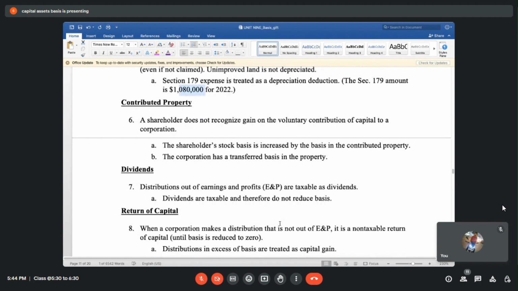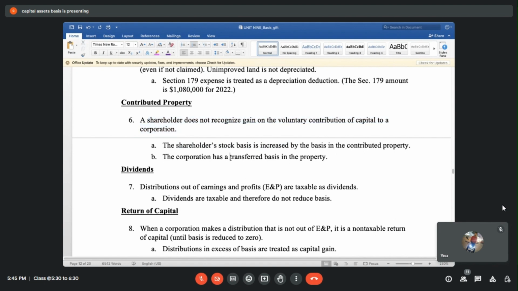Then let's look into contributed property. A shareholder does not recognize gain on the voluntary contribution of capital to a corporation. Obviously, if a shareholder comes and says, I'm going to contribute this, it doesn't have to be a big corporation, it can be a small corporation and they may need assets. There's no gain or loss on that. It's just that the stock basis will increase with whatever he's putting in. It's just like putting in more money and buying the stocks. So instead of putting in money, the shareholder is contributing in the way of some property.